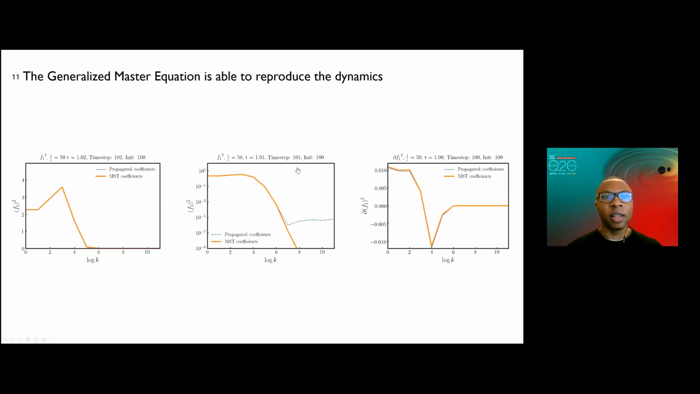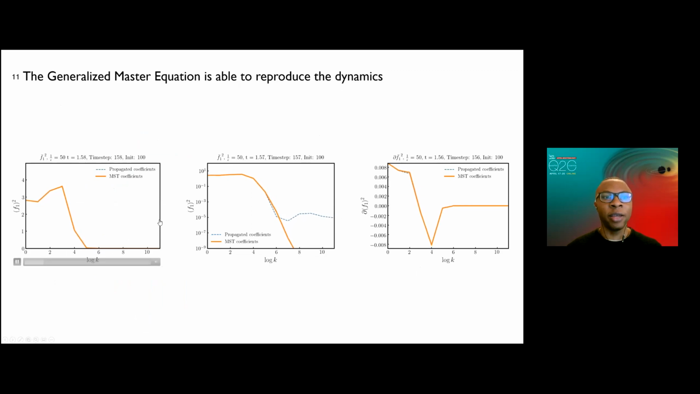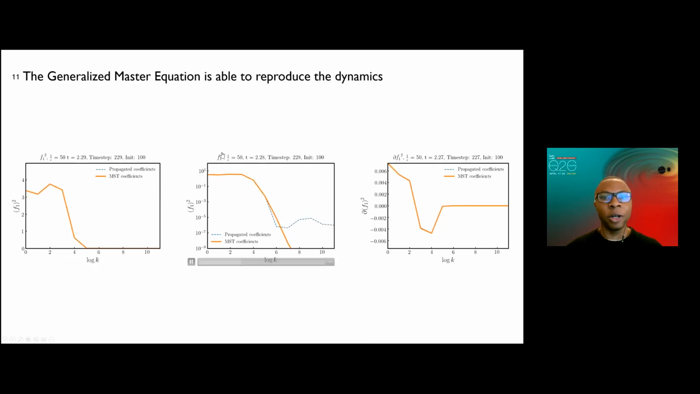Finally, by looking at the Generalized Master Equation, you can see that we reproduce the dynamics very well by using the fit coefficients. It's almost entirely overlapping between the propagated MST coefficients, both the f1 squared cases, the log of f1 squared plotted in the middle, as well as the time differential of f1 squared. So it's very good agreement here. The one caveat being that small scale coefficients are a little harder to optimize than the large scale coefficients.